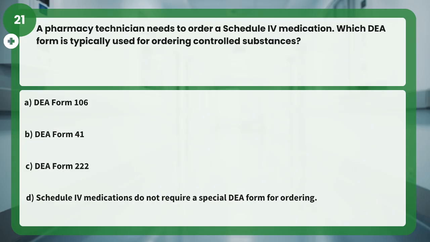Question 21. A pharmacy technician needs to order a Schedule IV medication. Which DEA form is typically used for ordering controlled substances? A. DEA Form 106. B. DEA Form 41. C. DEA Form 222. D. Schedule IV medications do not require a special DEA form for ordering.